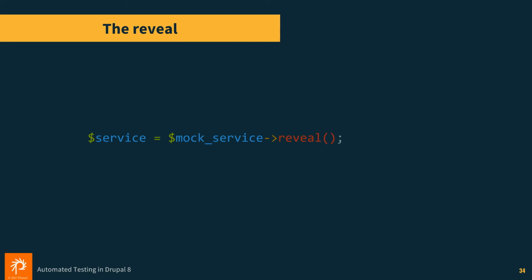Once you've done all that setup of all the methods you expect to be used, you call reveal on the object, and now this service variable is functionally, or as far as PHP is concerned, identical to the actual language manager.